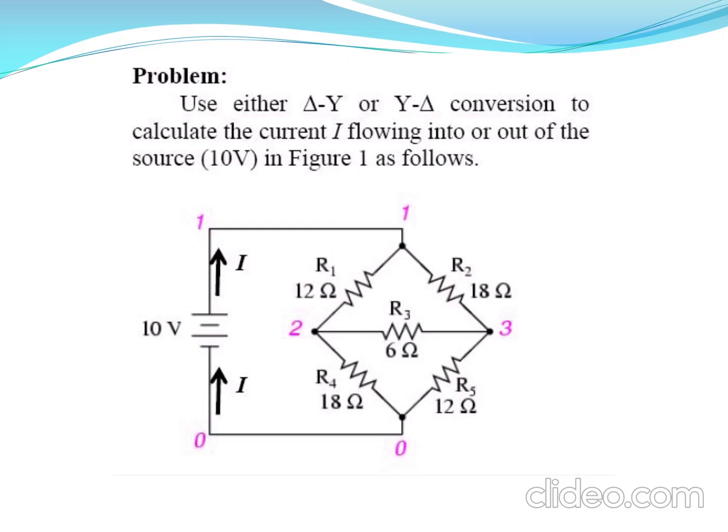For example, this problem is given. You cannot find the equivalent resistance directly. You cannot proceed. So if this delta form is given, you have to convert one of the deltas to star, and then only you can proceed. So you try this.